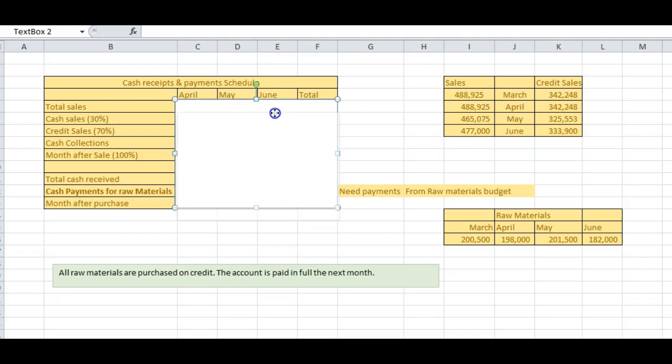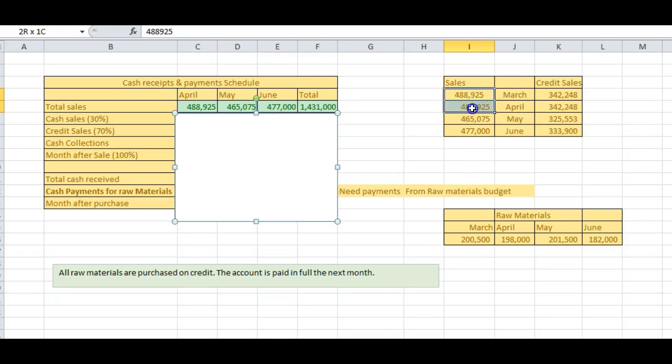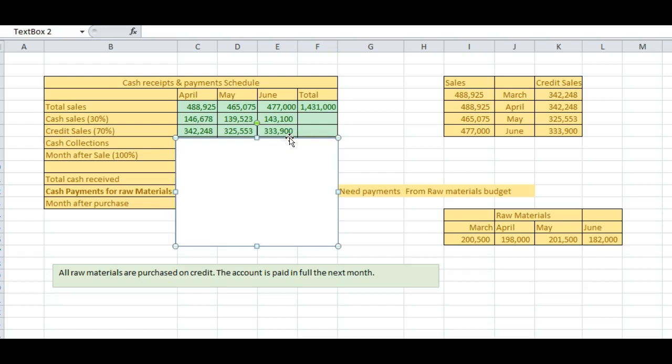So let's move in this direction. What's our total sales going to be? Well, that's from right here, total sales, and we multiplied the number we were producing times the cost. And you can see how each one of those lay out. Cash sales is 30% of that number, so we know that's going to be cash we're going to be receiving. Credit sales is 70% of that number.